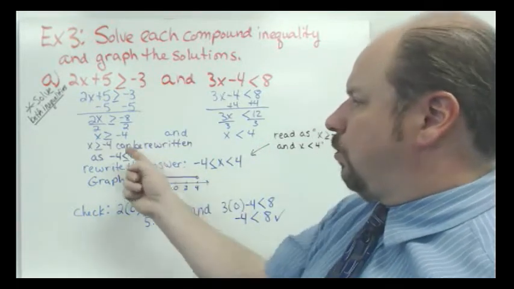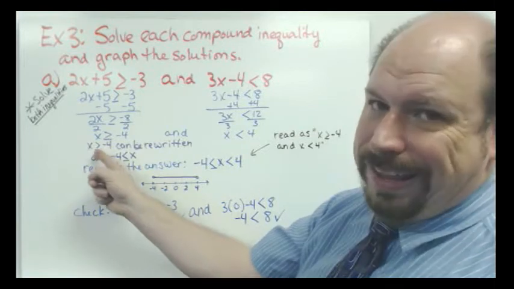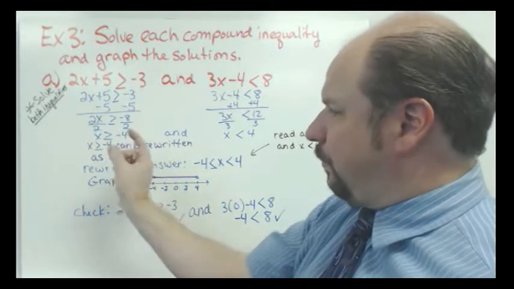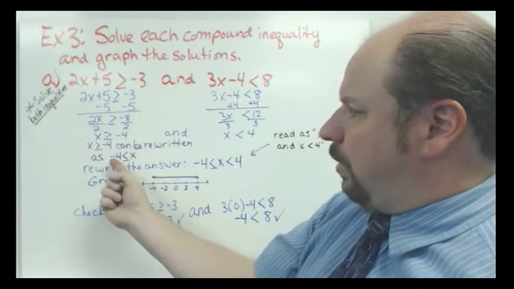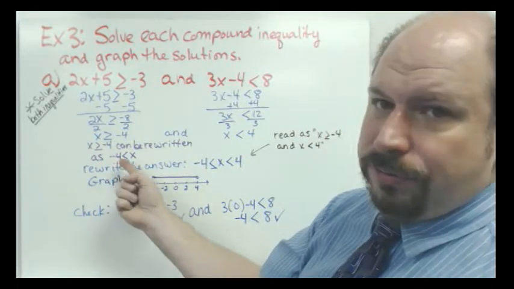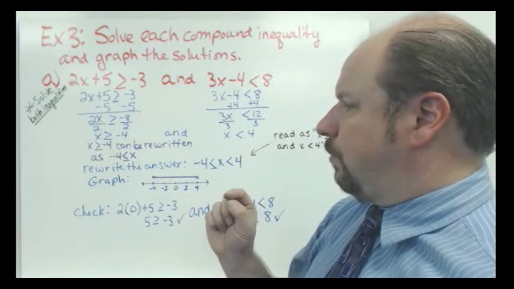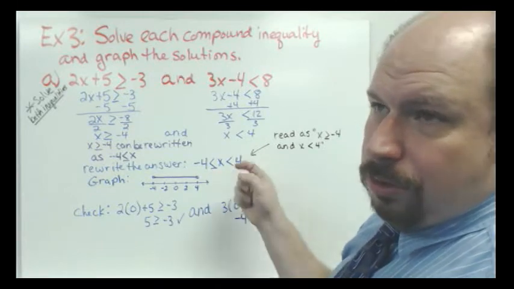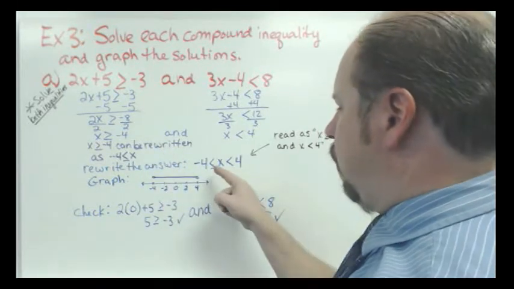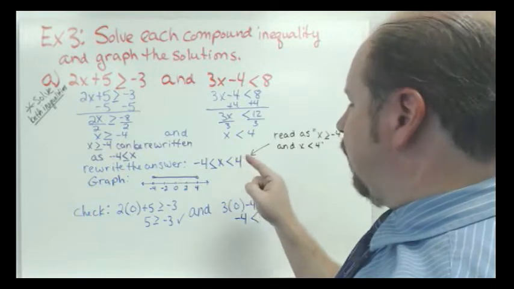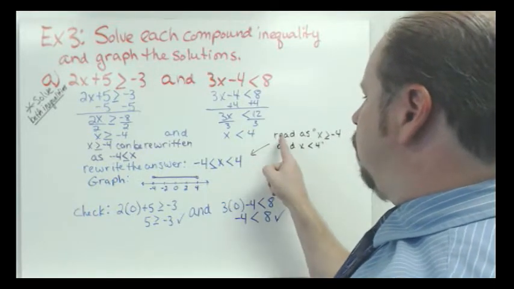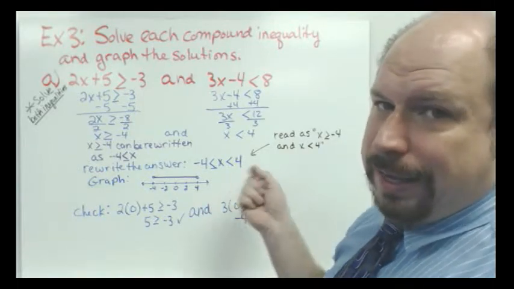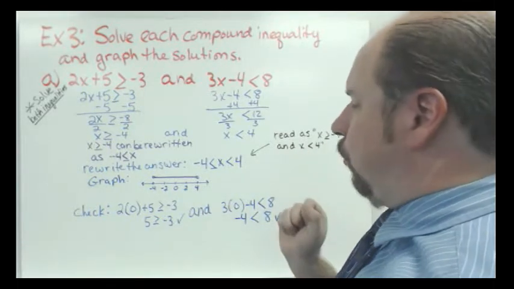So quick thing to note here, x greater than or equal to -4 can be rewritten if we just take everything and flip it around. We can rewrite that as -4 is less than or equal to x. So when we are rewriting our answer, we can put it as one single compound inequality. So -4 is less than or equal to x is less than 4. We would normally read that as x is greater than -4 and x is less than +4.